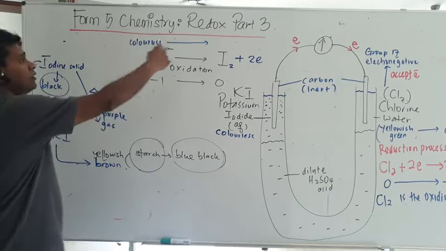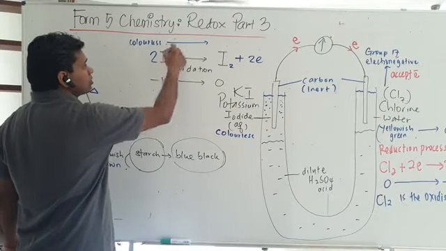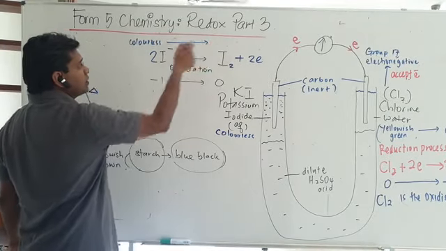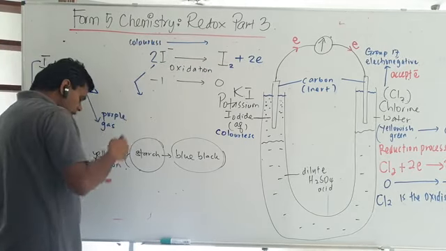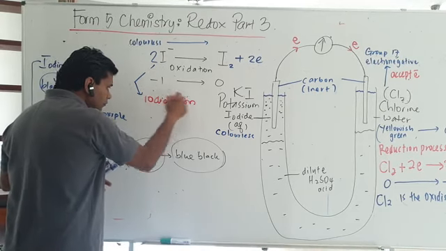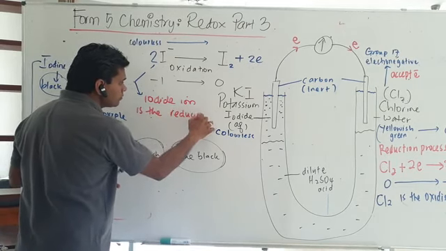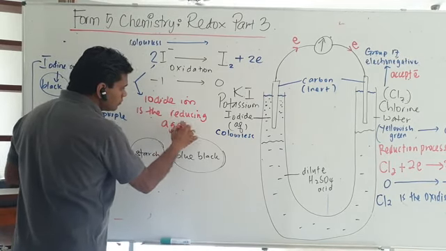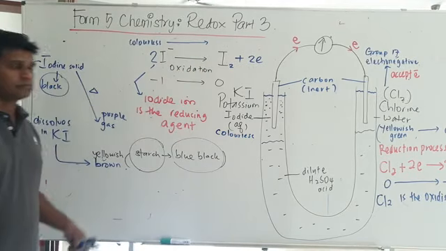Now next, so you've written the equation. So this is an oxidation process. So why oxidation? The charge has increased. But what is iodide here? So what's happening to iodide? So therefore we say the iodide ion is the reducing agent. Oxidation process, reducing agent.